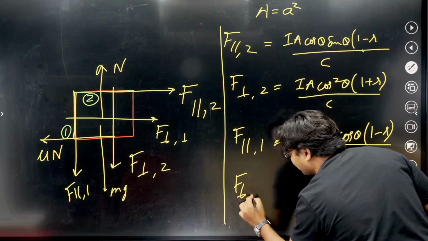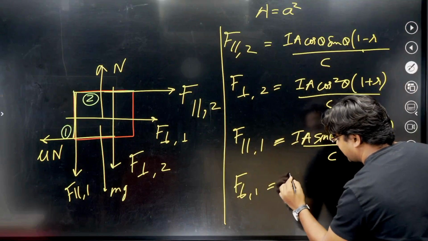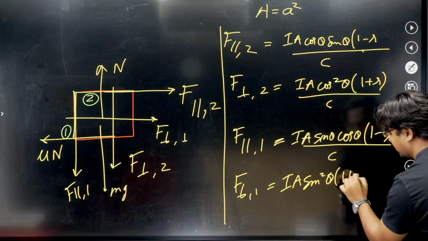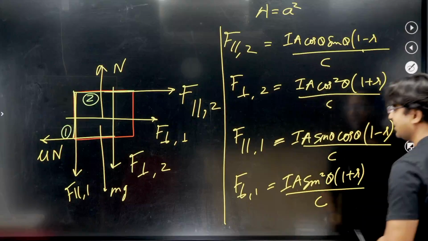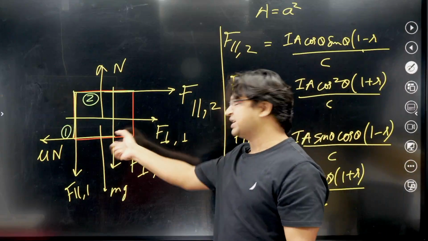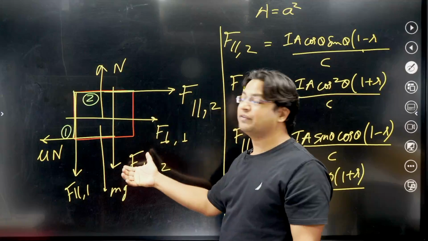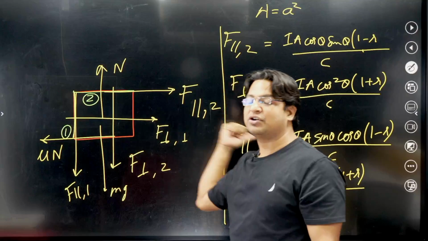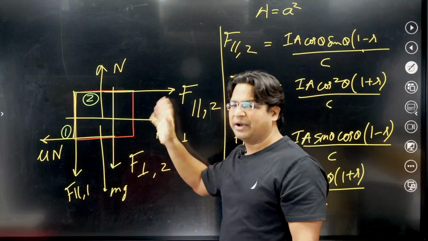But when you write F perpendicular 1, notice it will become I A sine square theta into 1 plus r by c. I think the rest of the question you can finish. The rest is Newton's laws of motion. You know the forces. You can write the value of normal and substitute it here. Net force in the horizontal direction equals mass into acceleration. That part you all can finish.